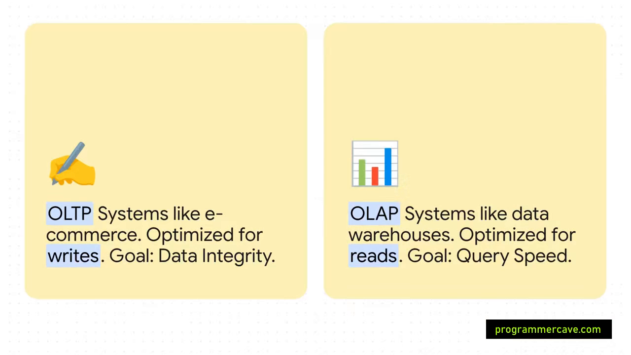Well, it almost always comes down to your application's workload. Is it doing a lot of writing or a lot of reading? Systems with tons of writes, think an e-commerce site processing orders or a banking app, those are called OLTP systems. For them, data integrity is king, so you absolutely normalize. On the flip side, systems designed for analysis with a massive volume of reads, like a data warehouse for business reports, those are called OLAP systems. Their query speed is all that matters, so you denormalize like crazy.